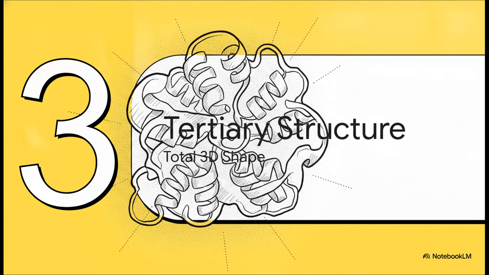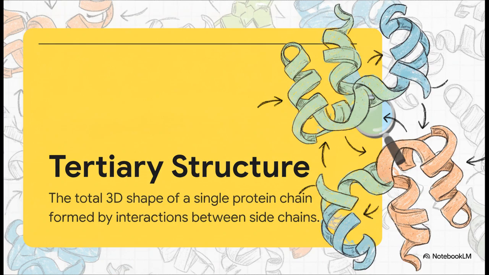Right, so we've got our local folds. But obviously, a few coils and pleats don't make a functioning machine. That brings us to stage 3, tertiary structure, the total 3D shape. Up until now, we've really just been looking at localized neighborhoods along the chain, but the tertiary structure represents the grand, overarching, total 3D shape of a single protein chain. This is where all of those alpha helices and beta sheets we just talked about fold in on themselves again, crumpling into a very precise, totally specific, and highly complex three-dimensional object.